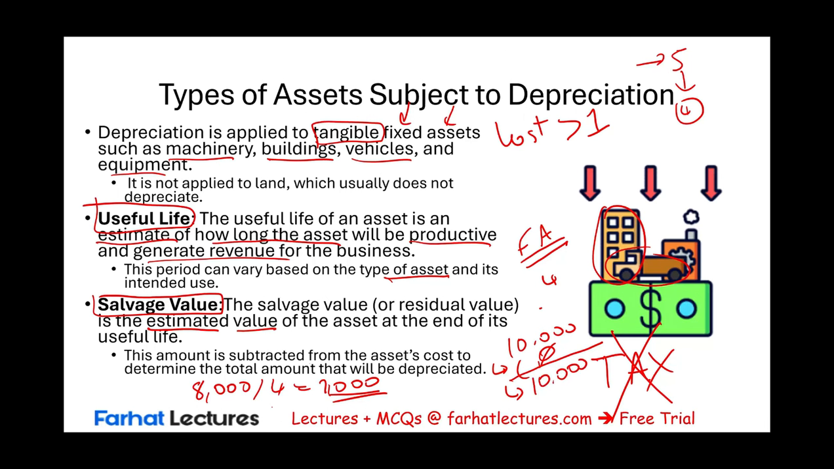The salvage value is an estimated amount. Most companies estimate the salvage value to be 0 because we don't know the future. Usually after you use an asset, you usually get nothing for it. And it's hard to estimate that figure. Usually companies will estimate this number to be 0.